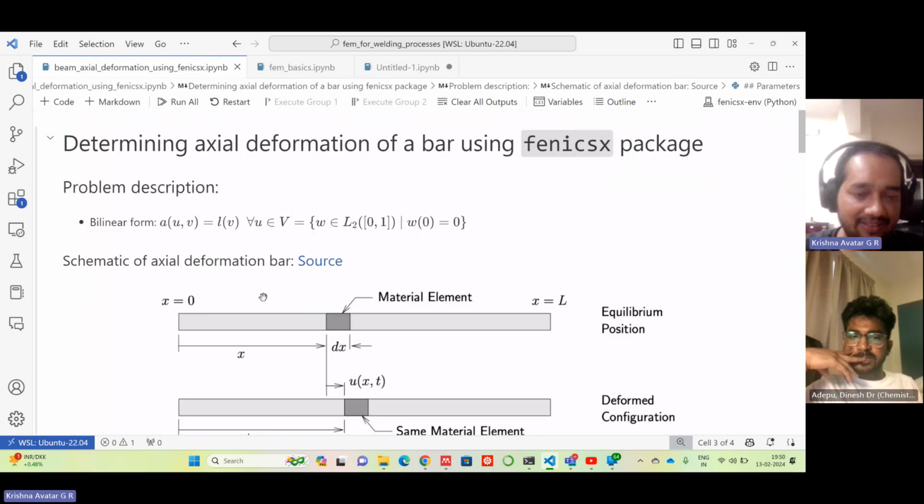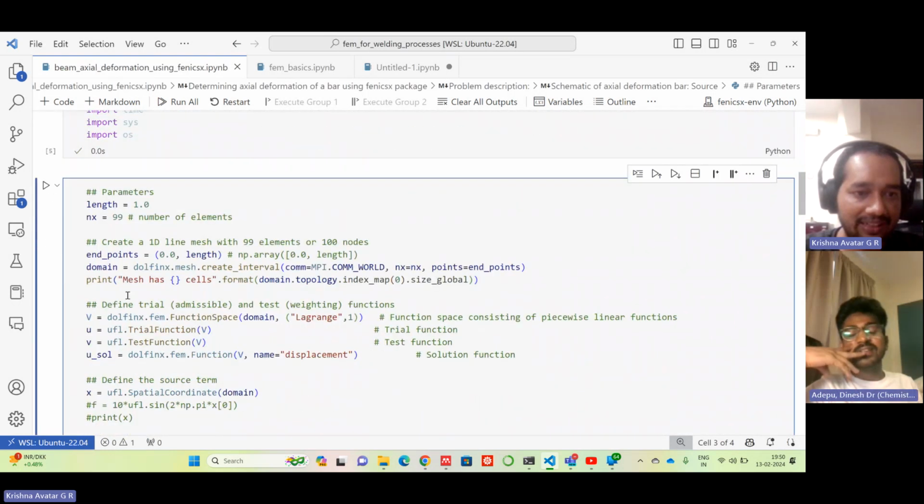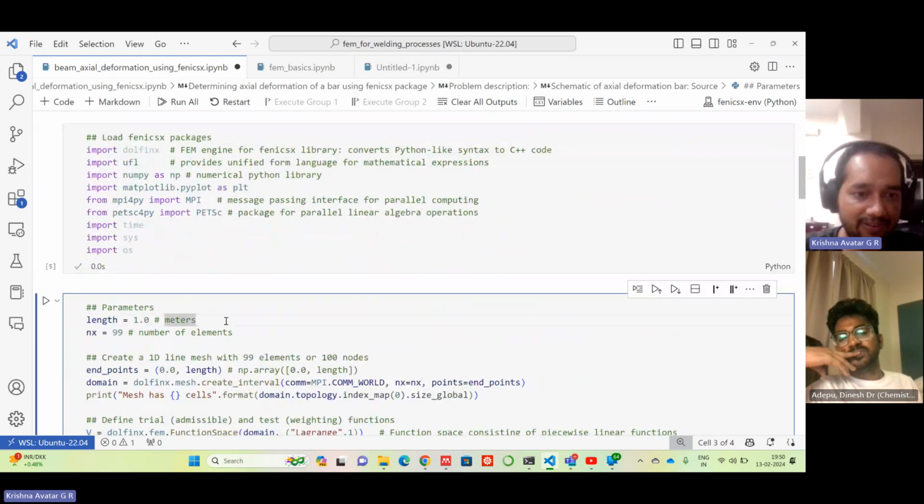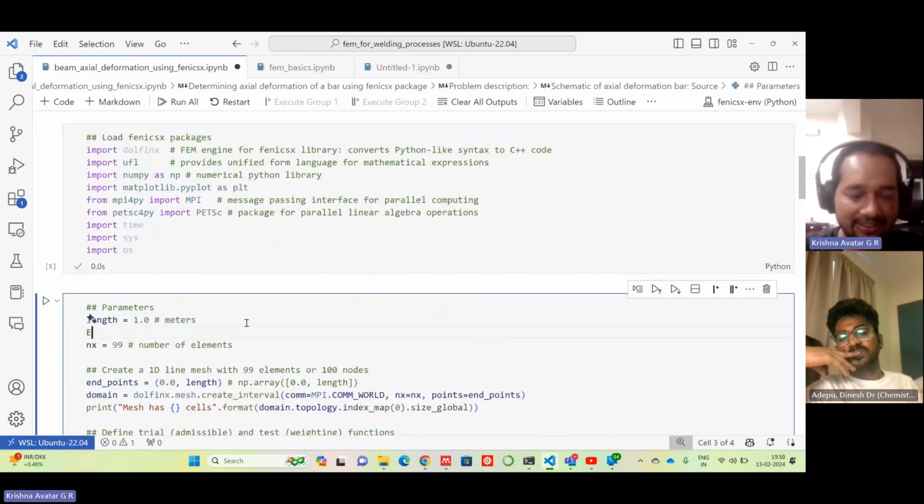The thing is, I have not yet prescribed anything. Maybe if we call it, say, 1 meter, and then we'll also have to provide the E value also, right?